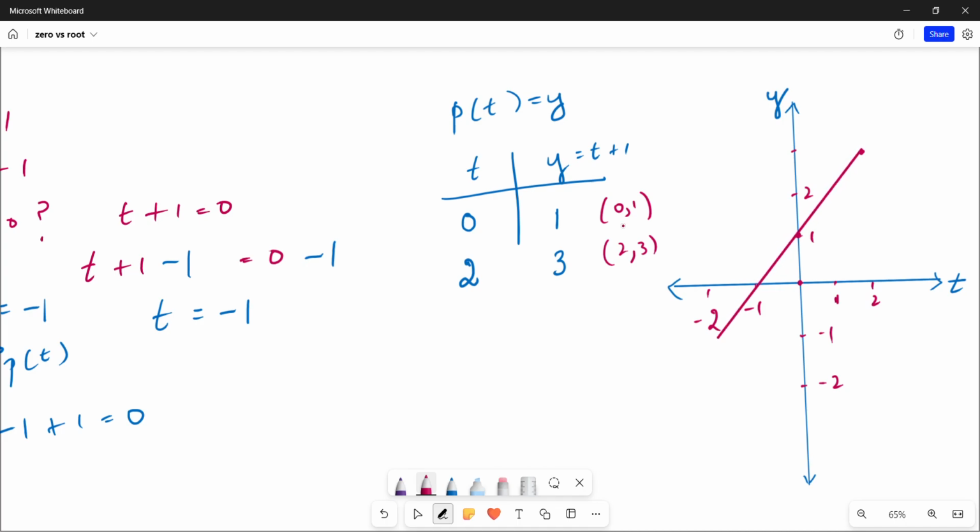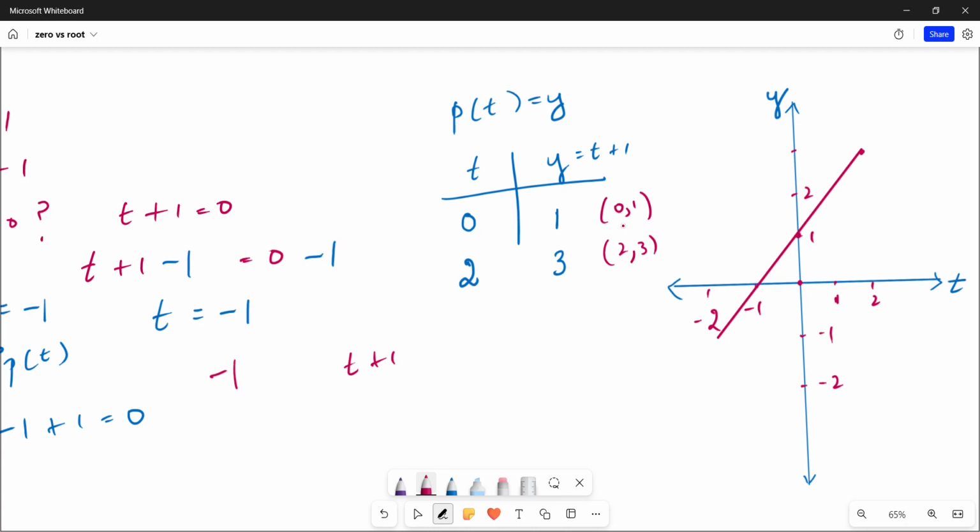It passes through minus 1, and this is what we said. Minus 1 is the 0 of the expression, or of the polynomial t plus 1. Minus 1 is the 0. So what does it mean? The 0 of the polynomial means the point at which the graph intersects the x-axis. That is the 0 of the polynomial, where the graph intersects the x-axis.